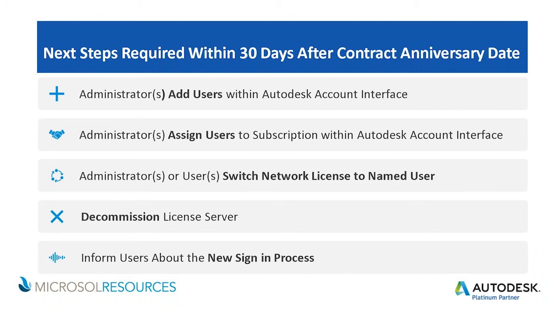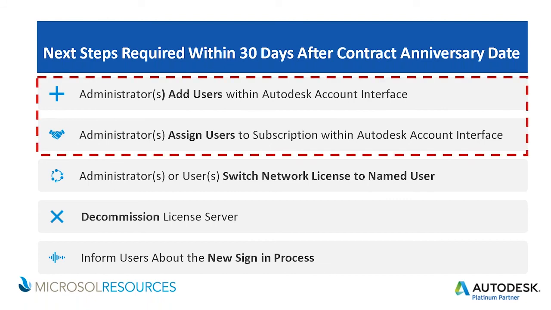Okay, now on to the technical part of this presentation. So for those of you that are contract managers or primary or secondary admins, this is the part that you will want to pay close attention. So this transition to named user can happen in 5 steps. Really, it could be 4, but I just want to include every little step here. So after a contract expires, you will have 30 days to set up the licenses on the new named user licensing system. So step 1 and 2 will be to add users into the Autodesk account and then assign them the products that are available in the account.